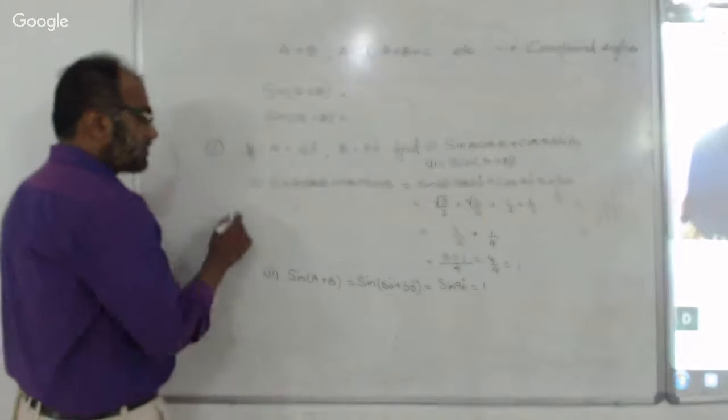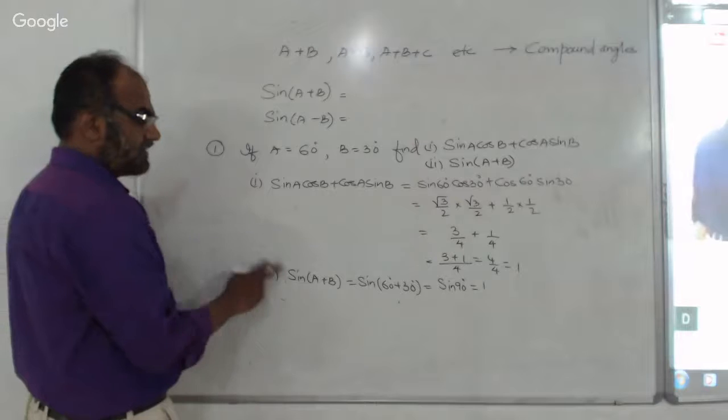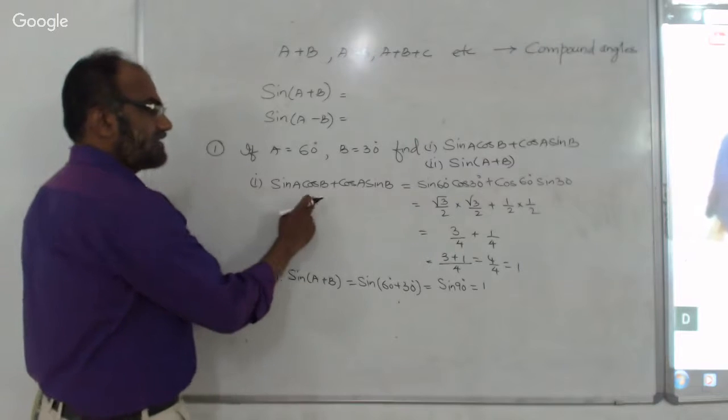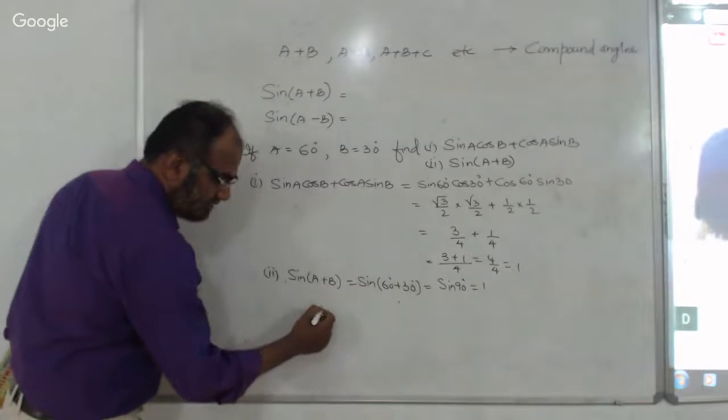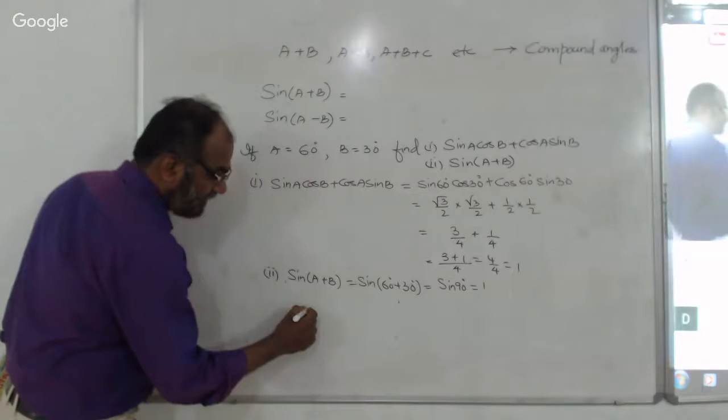So what do we infer from these two bits? Sin of A plus B is the same as sin A cos B plus cos A sin B. That's the result we get. We infer that.